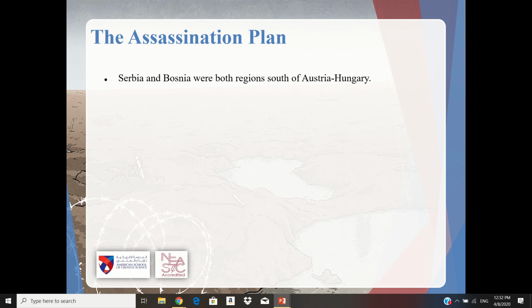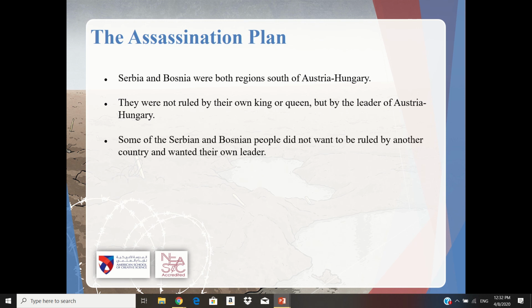Serbia and Bosnia were both regions south of Austria-Hungary. They were not ruled by their own king or queen, but by the leader of Austria-Hungary. Some of the Serbian and Bosnian people did not want to be ruled by another country and wanted their own leader.